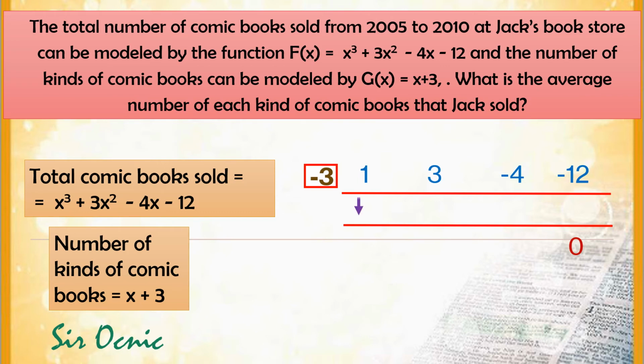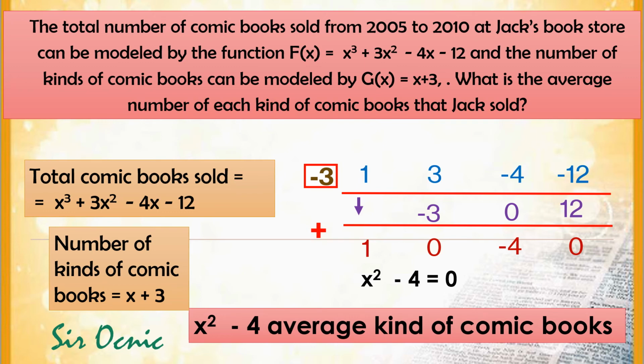Let us now bring down 1. Times negative 3 is negative 3, plus 3 is equal to 0, times negative 3 is 0, plus negative 4 is equal to negative 4, times negative 3 equals positive 12, plus negative 12 equals 0. Rewriting all the remaining numerical coefficients, that will lead us to x squared minus 4 equals 0. That means that x squared minus 4 is the average kind of comic books that Jack sold.